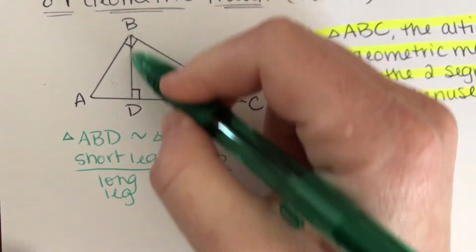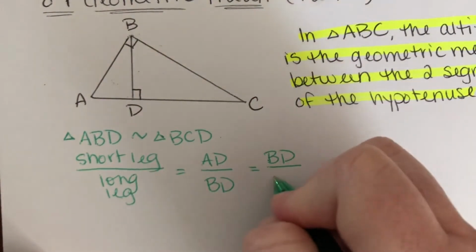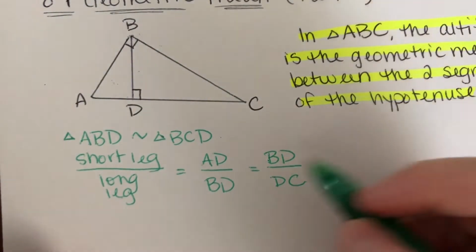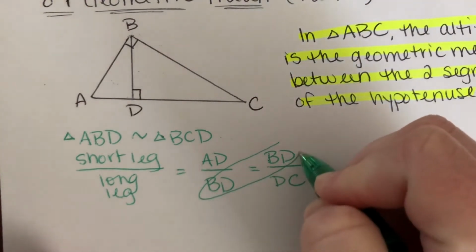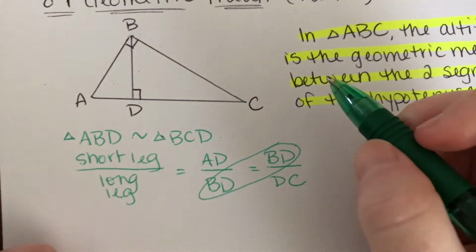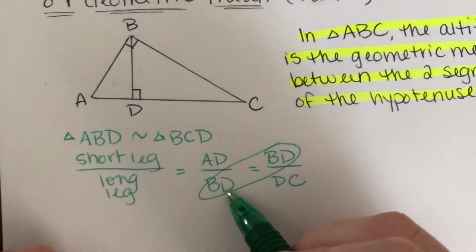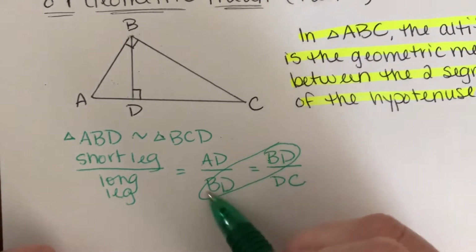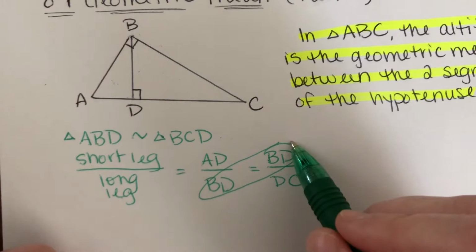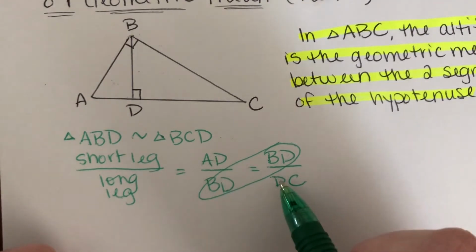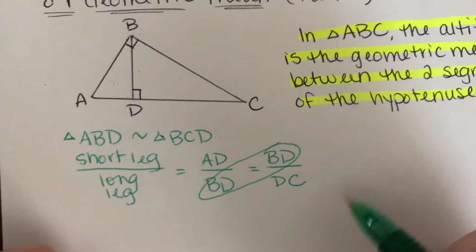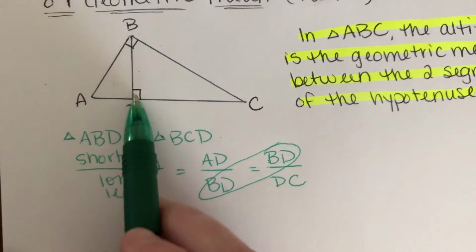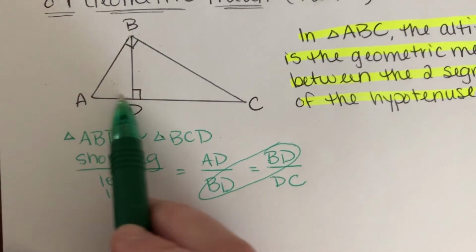And what's the long leg of this triangle? DC. Okay, so what do we notice here that reminds us of the geometric mean? This guy, right? Remember, in geometric mean, the same number is on the bottom of one fraction and the top of the other fraction. So the number we're looking for is an average, a geometric mean between the lengths of AD and DC. So the geometric mean between this length and this length is this guy.